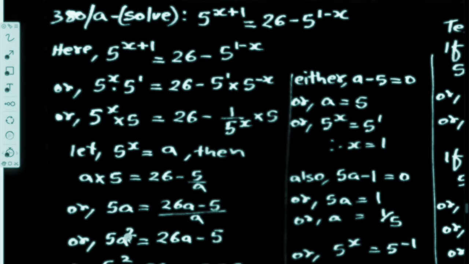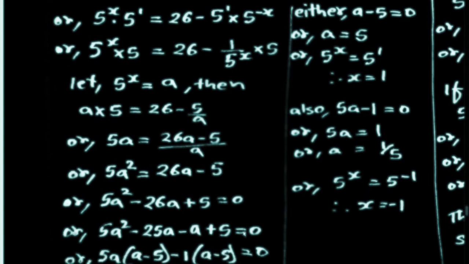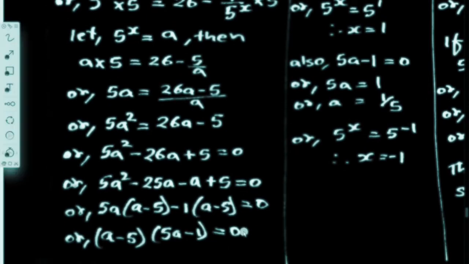Multiplying 5a with the bottom a, 5a into a is 5a square equals 26a minus 5. Now the sides should be changed, and when a side is changed the sign is also changed. So 5a square minus 26a plus 5 equals 0.